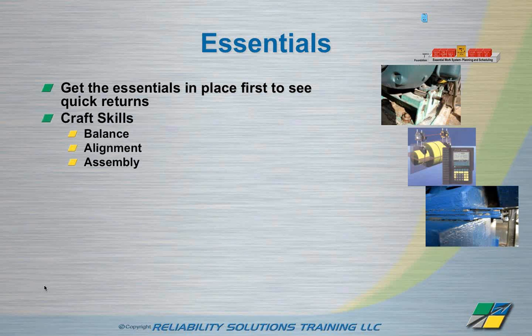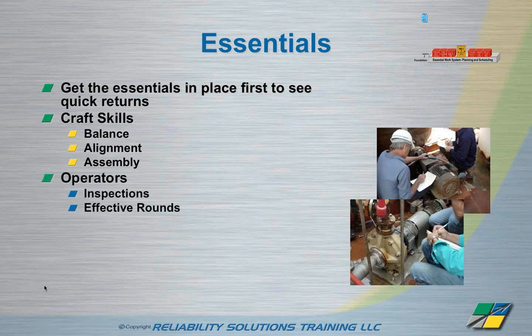We're talking about craft skills, of course, things like balance, alignment, assembly, these kinds of essential skills. On the operations side, of course, inspections and effective rounds. And one of the outcomes of effective rounds and inspections, and one of your goals for any of you embarking upon or having embarked upon an asset care strategy or basic care programs, is a significant improvement in the quality of the work requests that are put in. So it helps significantly your planning and scheduling system.